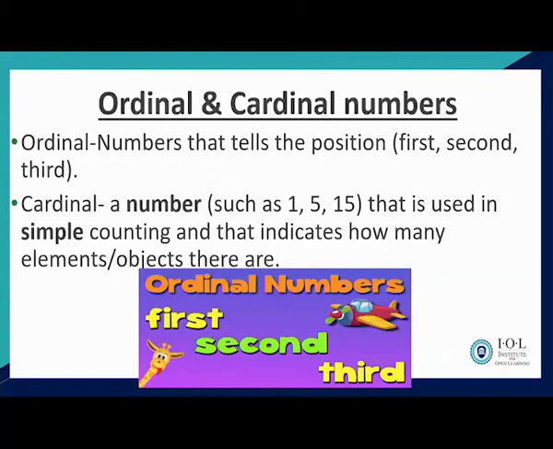What are ordinal and cardinal numbers? An ordinal number tells the position.